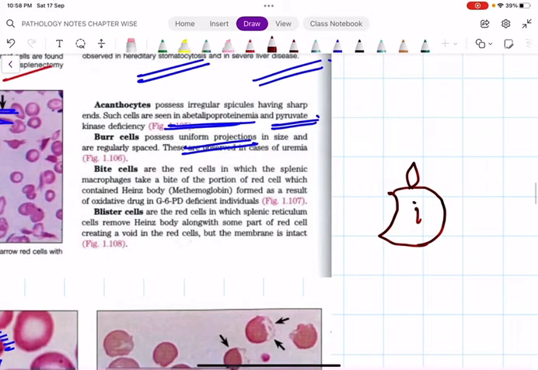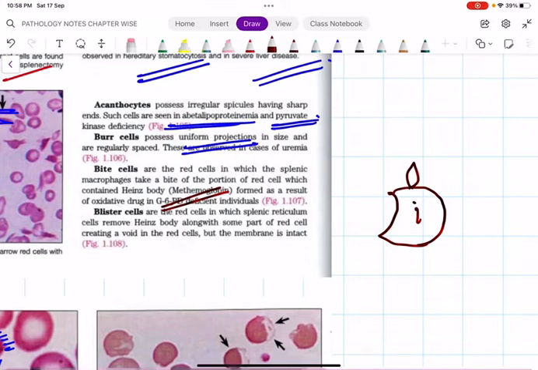That is why it is called as what? Bite cells. Okay, this is called as bite cells in G6PD deficiency. Sometimes these bite cells have something what we call as Heinz body. Heinz body is nothing else but methemoglobin. I will say that in G6PD deficiency.